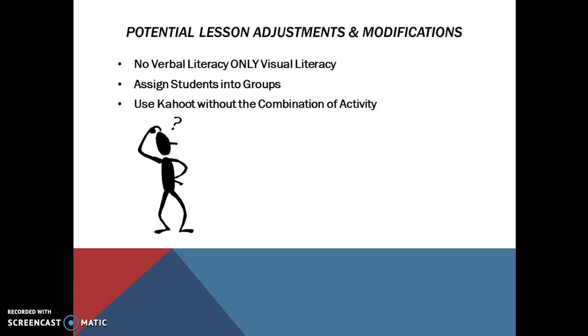Potential lesson adjustments I could do. I could have no verbal literacy at all. So before each question, I had verbal literacy explaining that. What I could do is I could just have the videos or the pictures to demonstrate and basically ask the question for each one of the Kahoot questions. And I do kind of like that, because then they're really having to focus on image, and that would obviously be great for this class. But I also worry that some students wouldn't understand what that exercise was without the words.